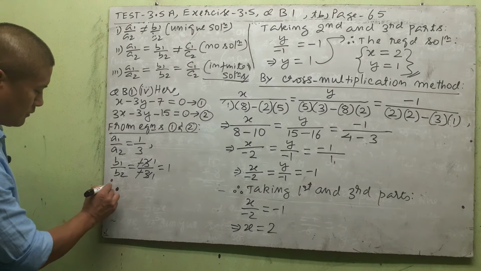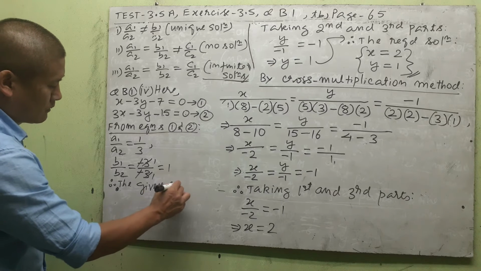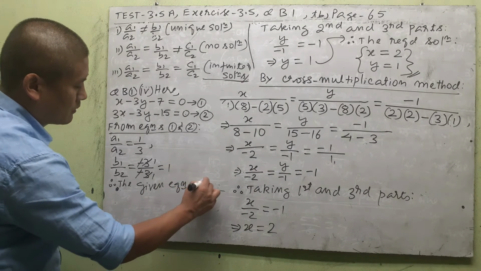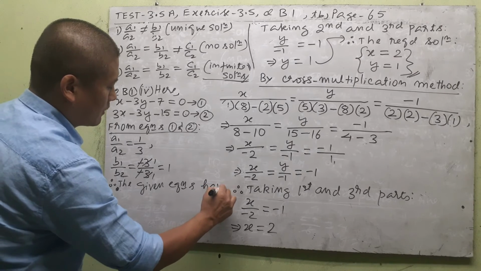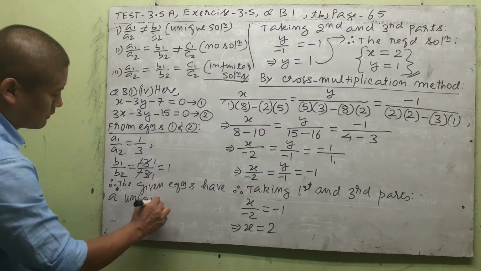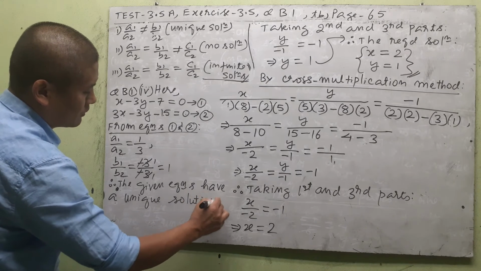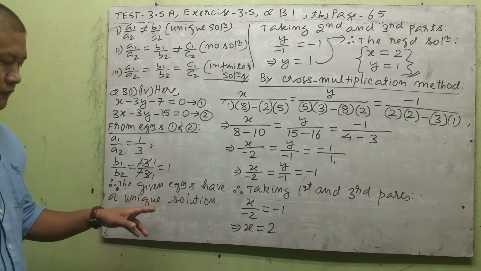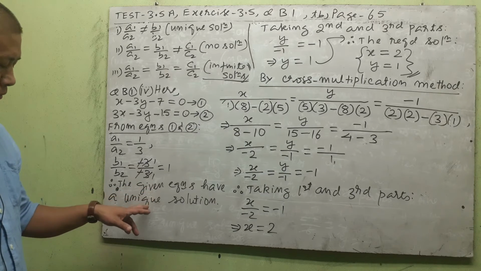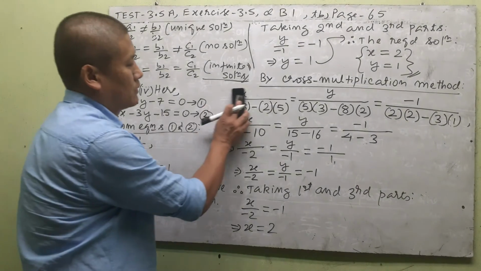So therefore, the given equations have a unique solution. That means it has one value for x and one value for y. Therefore, because it has a unique solution, we can solve by cross multiplication again. So let us do that.